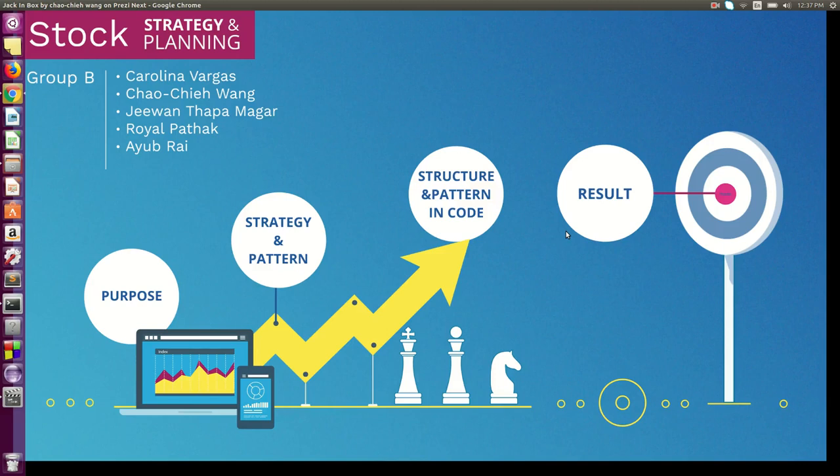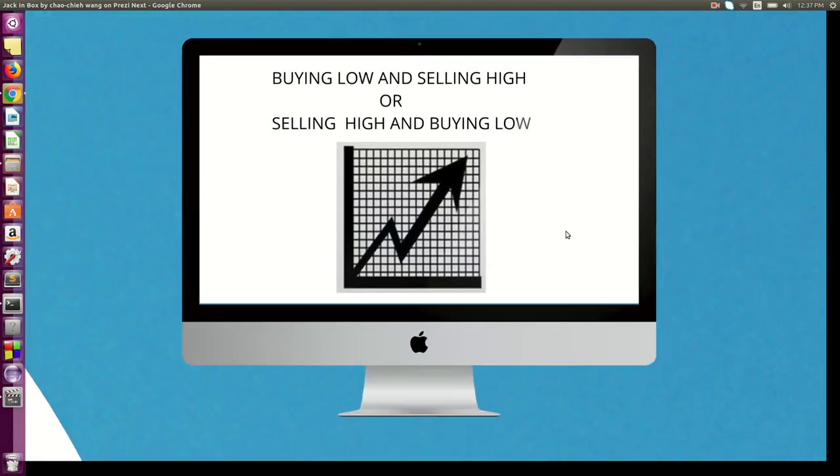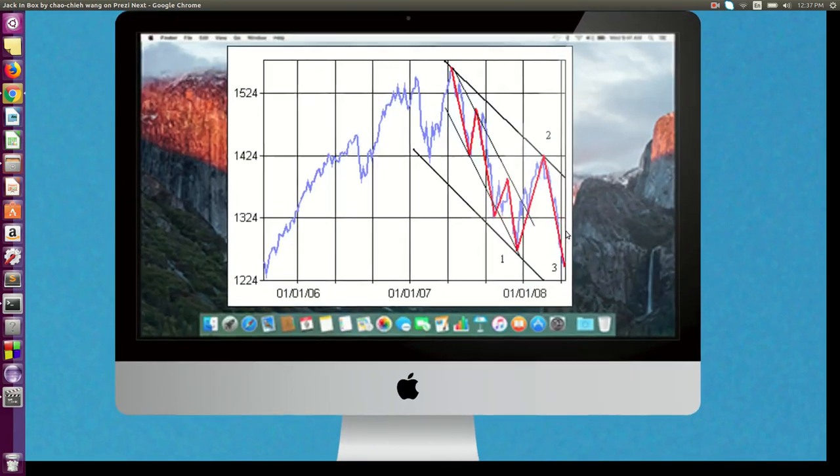Okay, hi guys. Today I'm going to talk about the stock market. In the stock market, we can make a lot of money if we have a good idea and if we have the knowledge of the patterns of the stock market. So our main purpose is to make money in the stock market. So how can we make money on the stock market? It's simply by buying low and selling high, or selling high and buying low.